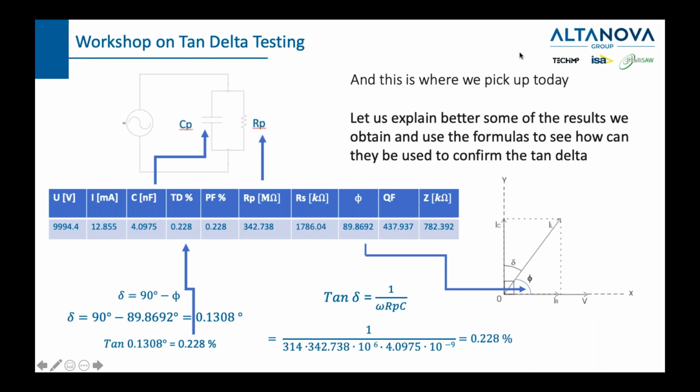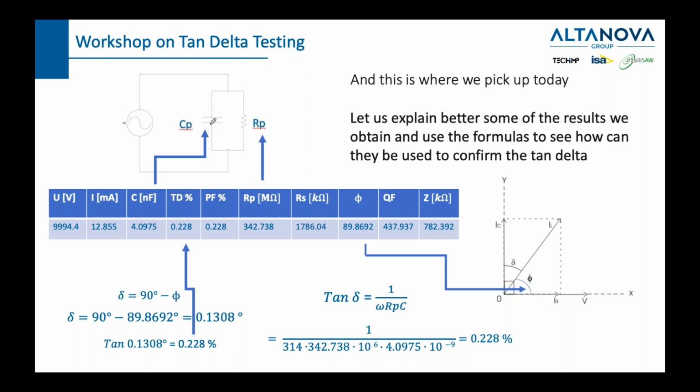What you will see now is where we picked up, where we stopped last time. We had an example in which we were measuring tan delta on a transformer generating 10 kilovolts. We actually generated 9,994.4 volts. We measured 12.855 milliamps, where 300 is the maximum with the TD5000. The capacitance which we measured was 4.0975 nanofarad. This is a typical capacitance for a high voltage transformer.